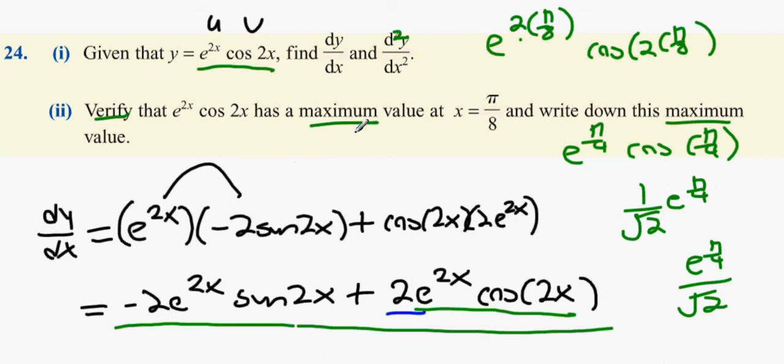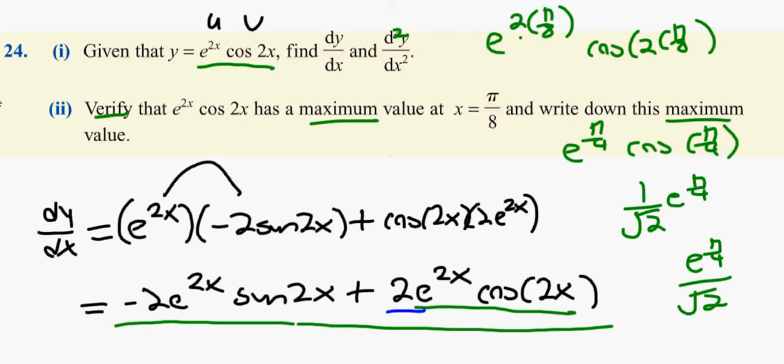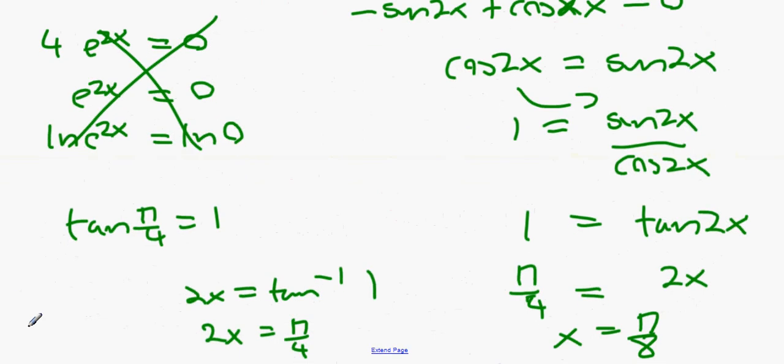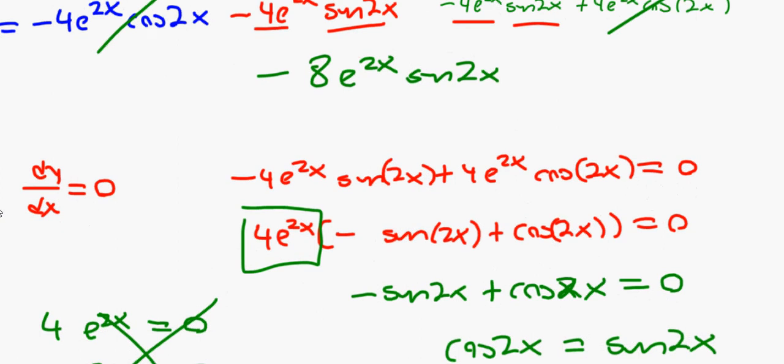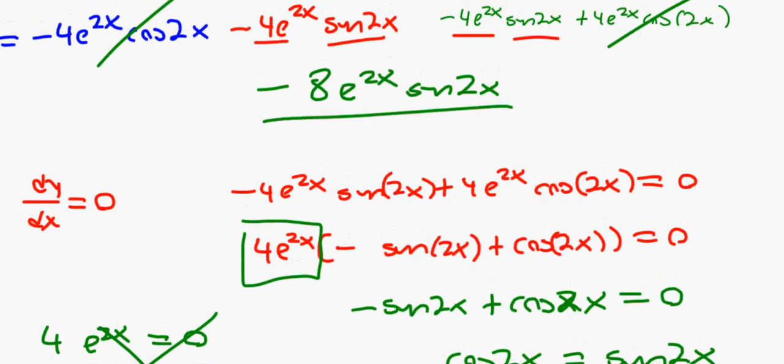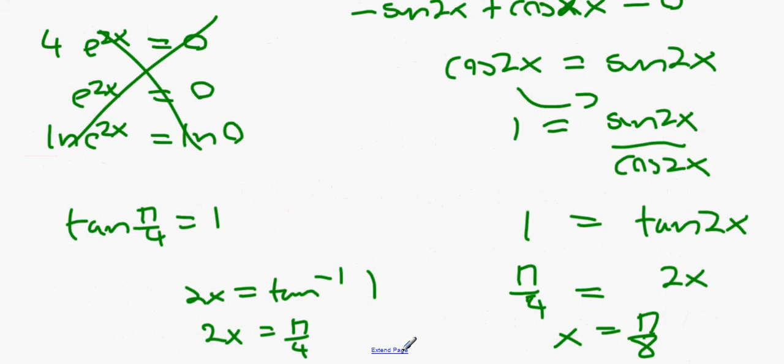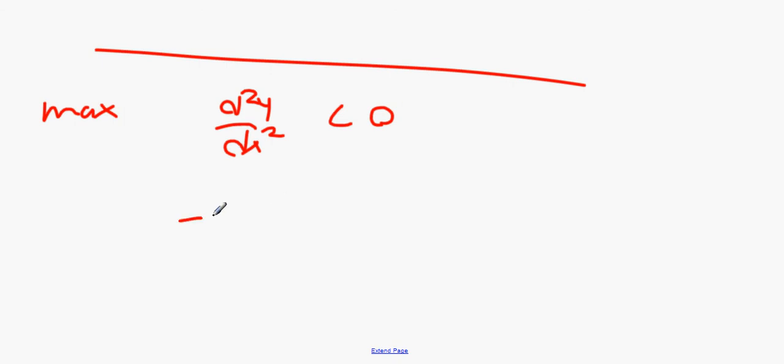Now I have to verify that it's a maximum as well, even though it only has one turning point. So this means that the second derivative must be less than 0. So here's the second derivative. If it is a maximum, for maximum, second derivative is less than 0. The second derivative is minus e to the 2x sine 2x, and we have to verify that that's less than 0.